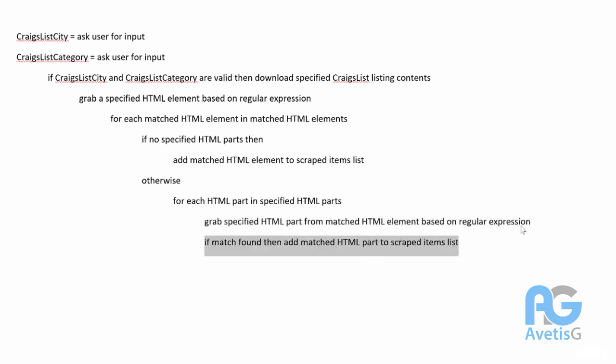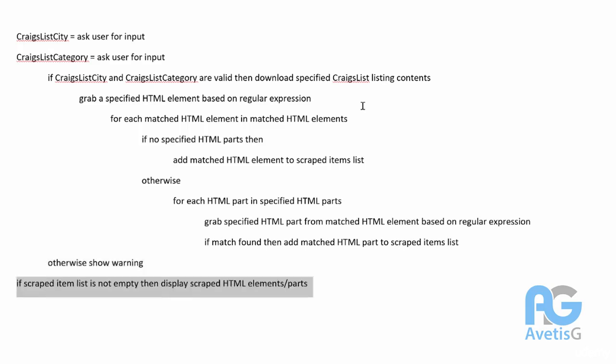So let's go ahead and say the next line. If match found, then add matched HTML part to scraped item list. Same thing. If there's a more granular match, then add that to the list. And if anything goes wrong, if the Craigslist city and the category are not entered or they're invalid, then we're going to show a warning. And if scraped item list is not empty, then display scraped HTML element parts. Basically, just like in the example, we pass in the city and the category, and afterwards we show the things that we care about. In this case, based on the acceptance criteria, we care about the descriptions and the links, and otherwise show no matches.